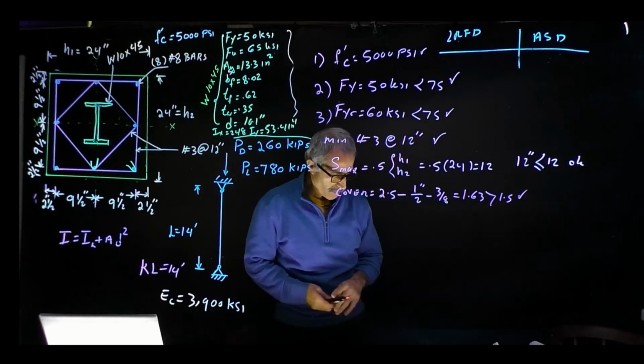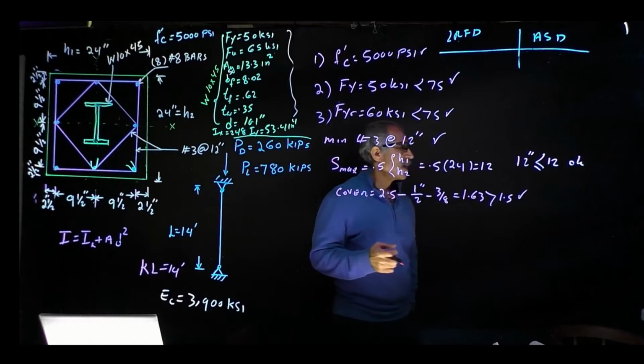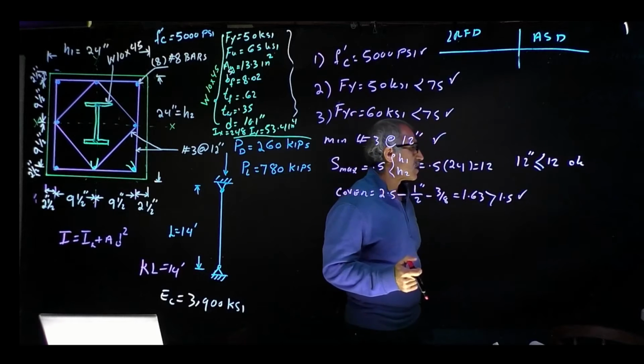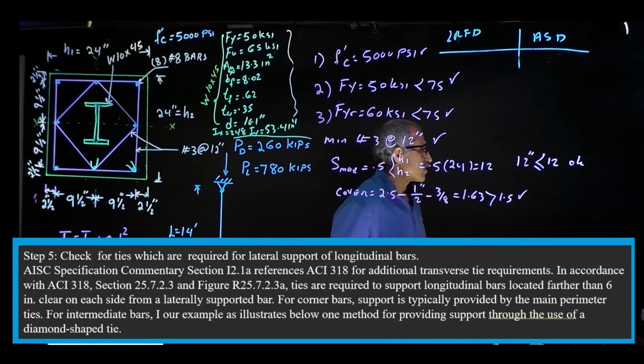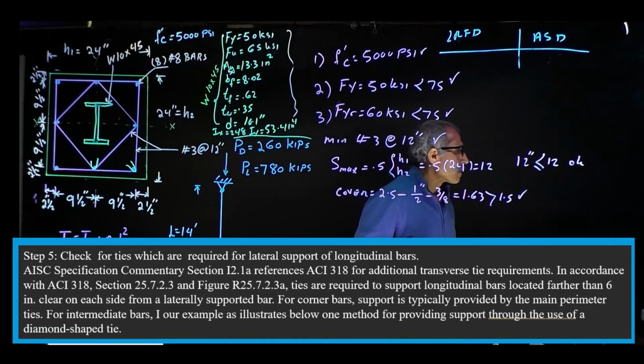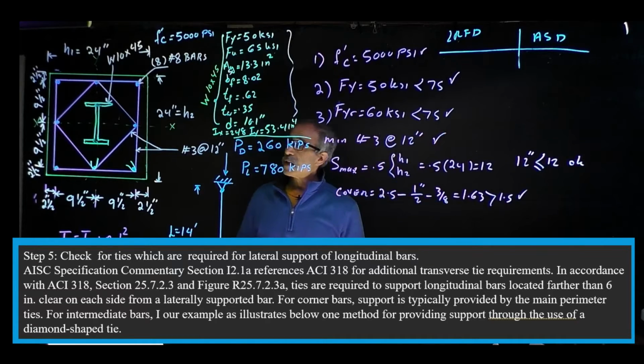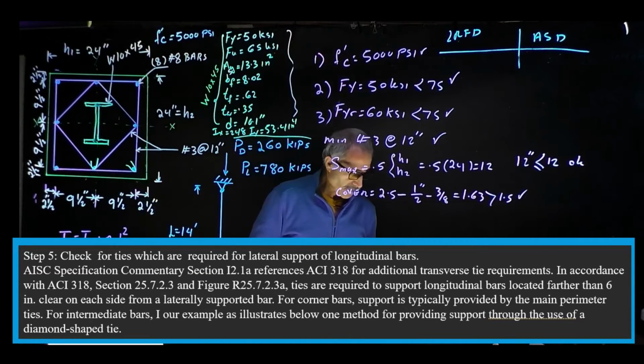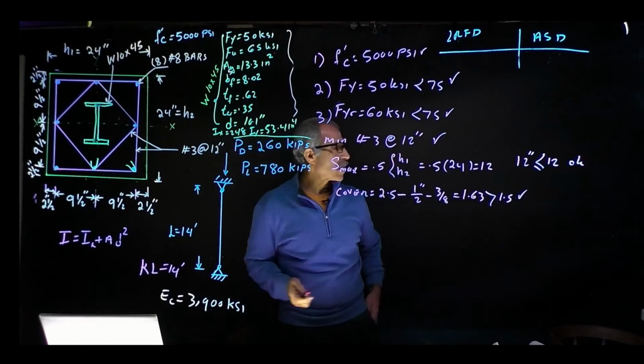We check there too. Another requirement of the AISC specification section I2.1 and also ACI 318 for additional transverse ties basically says that ties are required to support longitudinal bars located further than 6 inch clear on each side from a laterally supported bar. So we do have that provided anyway. That checks out because we have 2 lateral supports on the outside and then on the inside at 12-inch spacing. So we're going to move on to the next specification.